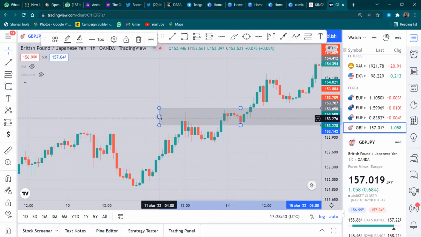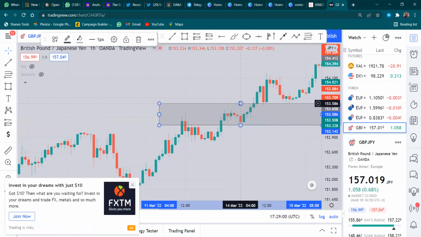What I'm thinking is that I'm expecting the market to come back to this area again. In case it comes to that area, there is a high likelihood that the market buys again and keeps pushing up from this area. So what do I do? I set a buy limit here. So what does that mean?